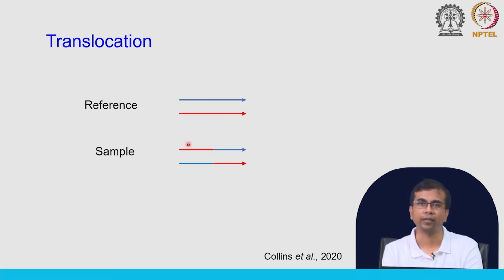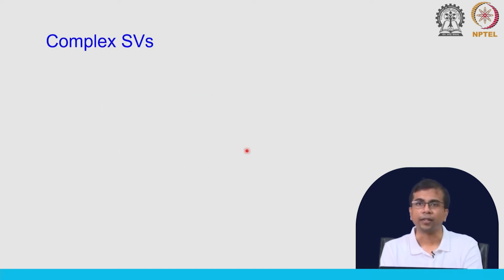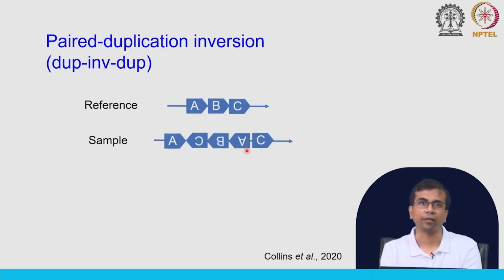You can see these blue regions, right, they are kind of separated out now, and you have the red regions, okay. These are simple SVs. Now, there could be many more complex SVs, and these are also found in human genomes, okay. So, the first one is called paired duplication inversion, okay. In short we call it dup in dup, right. So, you can kind of remember what is actually happening, right.